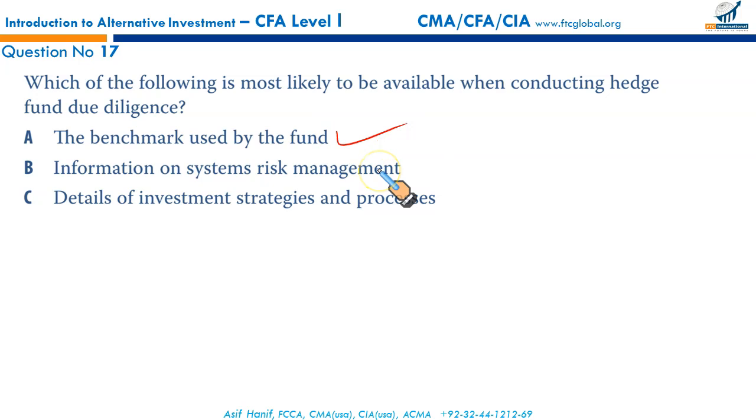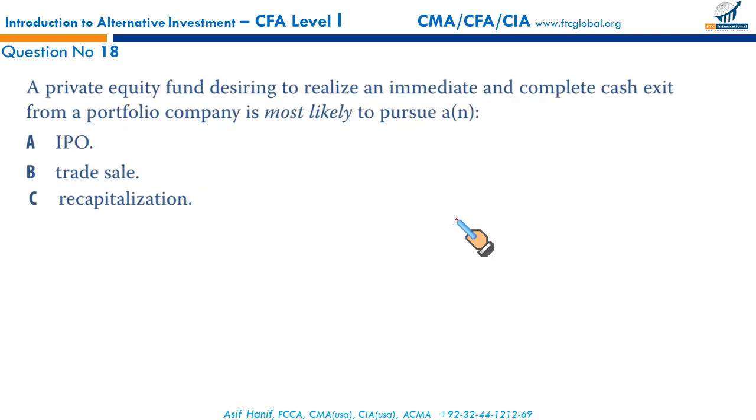Why are B and C not correct? Because hedge funds think that their strategies, their systems, their processes are their property. They think they have control over them, so they are unwilling and reluctant to provide much information about these to potential investors. So that's why B and C are not correct. A is the right answer.